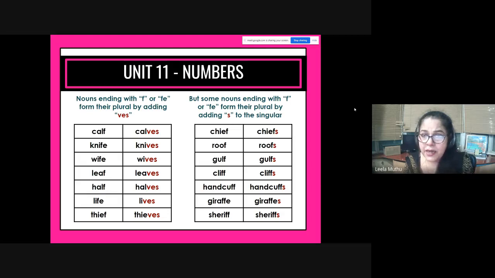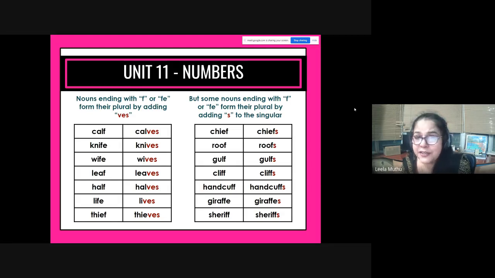Now, the exceptions are in these words. There are not many words which have exceptions where they end with F, but we treat them like any other noun where you just add an S. So these words are chief, chiefs. We do not remove the F and add VES, we just add an S. Roof, roofs. Gulf, gulfs. Cliff, when they end with two Fs, usually we always add an S. That's the rule. So cliff, cliffs.